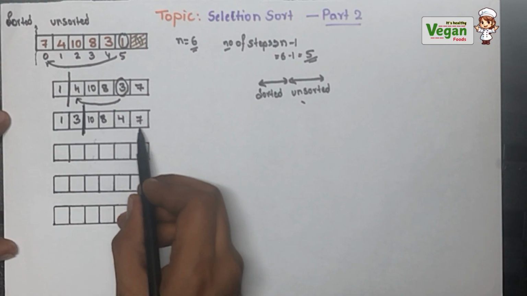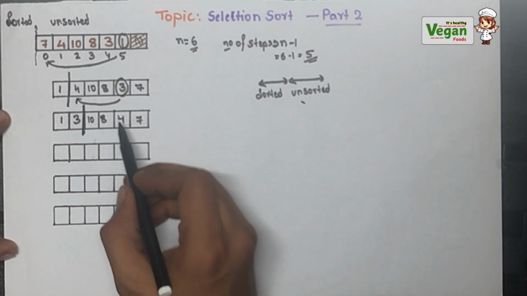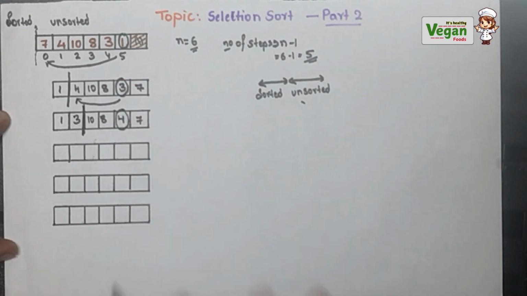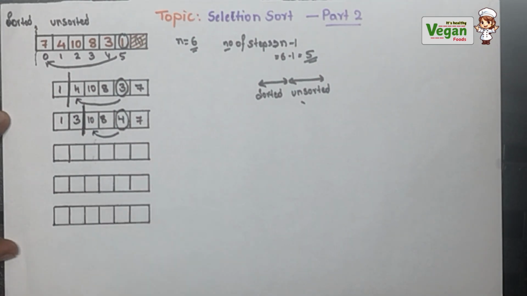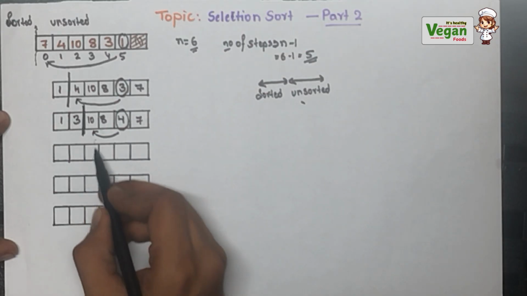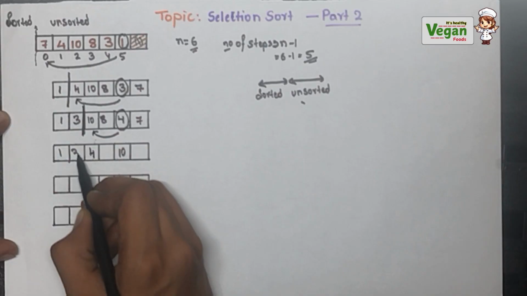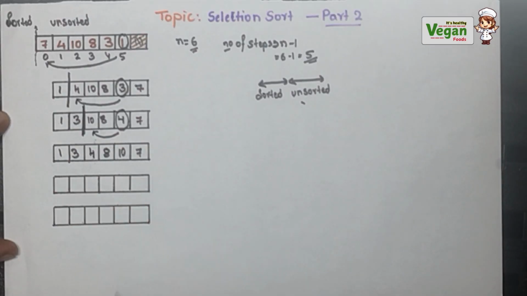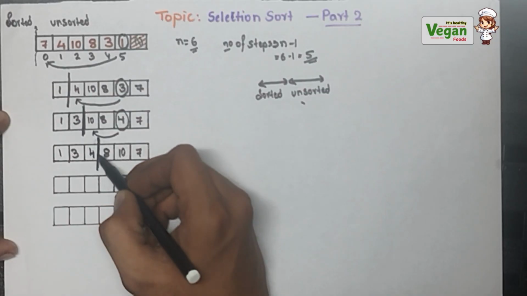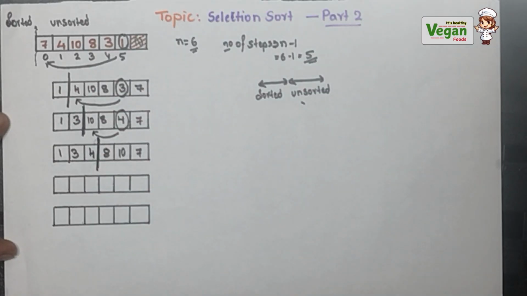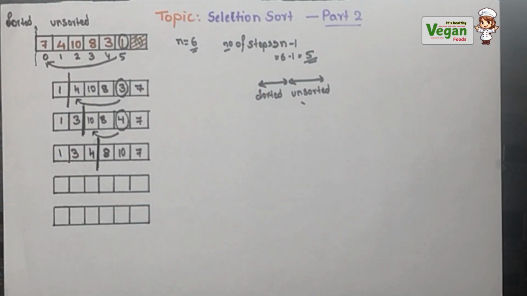Now the only unsorted elements are 4, 10, 8, 4, 7. Among them, which is the smallest? 4 is the smallest. What will I be doing? I will be swapping it with the first element of the unsorted group, that is 10. 4 will be going here, 10 will be coming here. All other elements will be the same. Now my sorted sublist has come up to here. Sorted group, unsorted group. You can call them sorted sublist, unsorted sublist also.